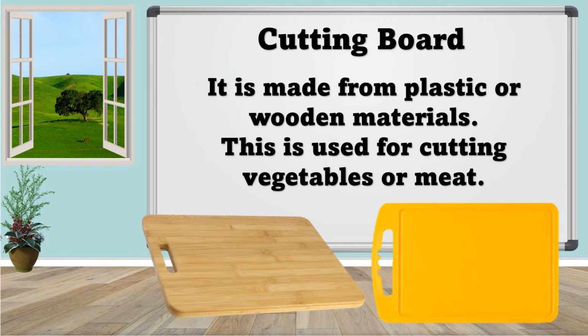Cutting board is also known as chopping board. It is made from plastic or wooden materials. This is used for cutting vegetables or meat. It is advised that there would be separate cutting boards for meat, vegetable, fish, and dry goods to avoid food contamination.